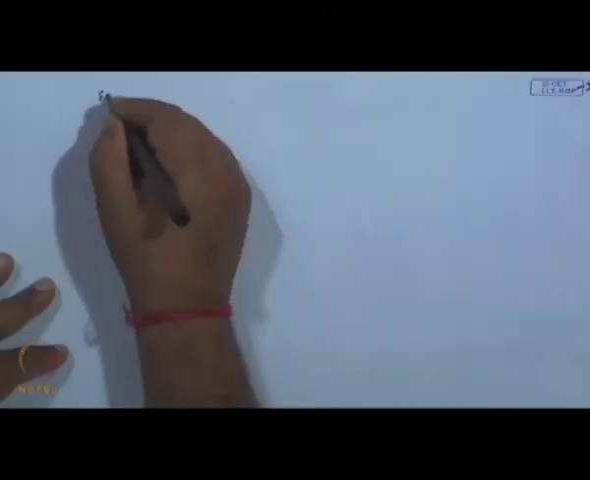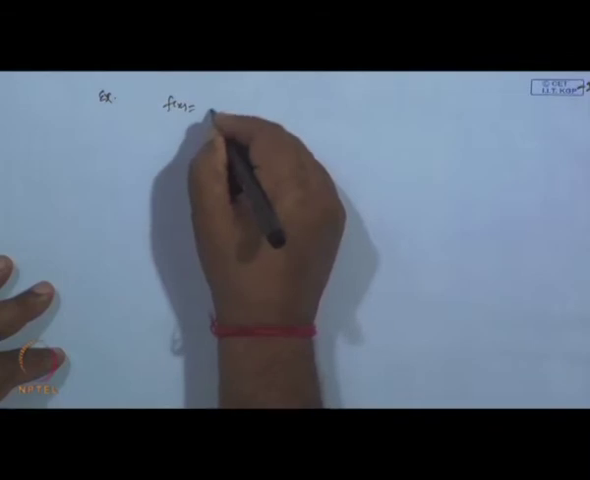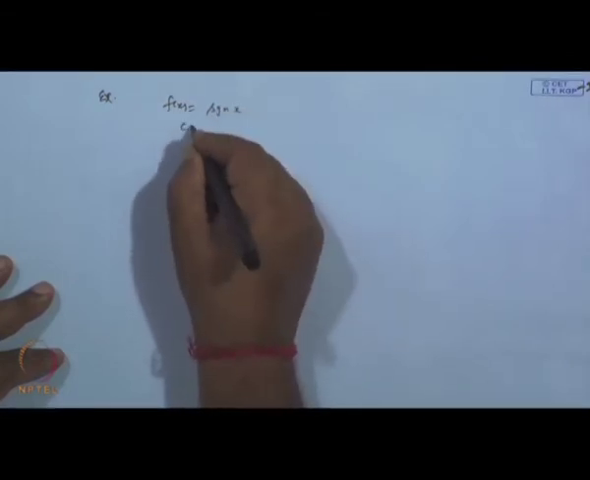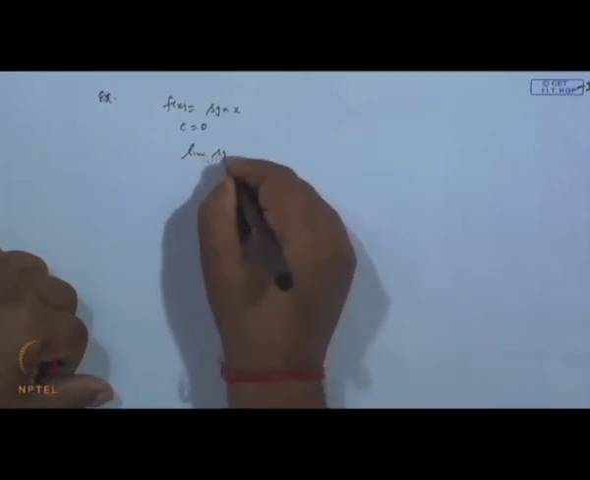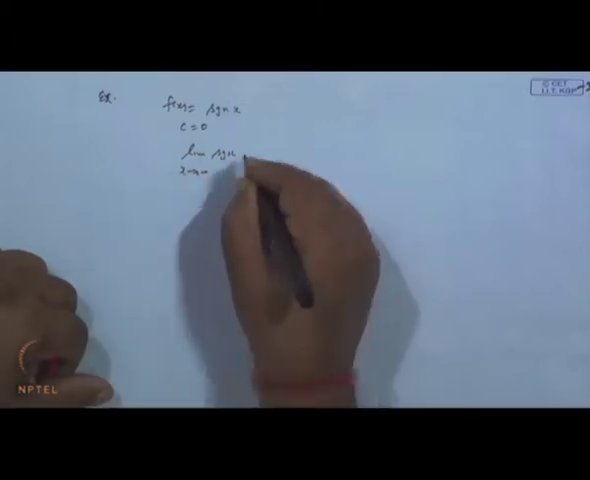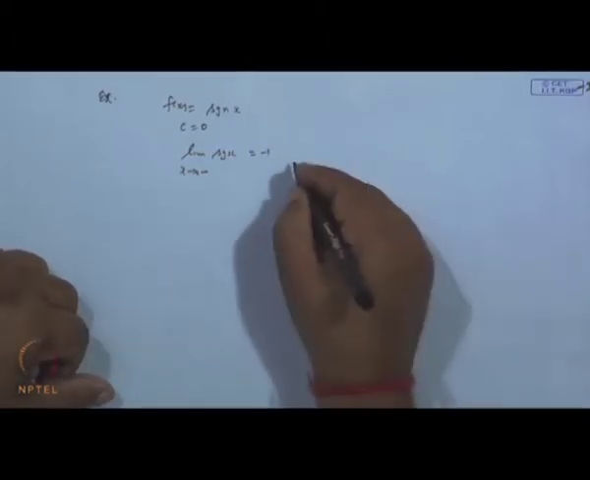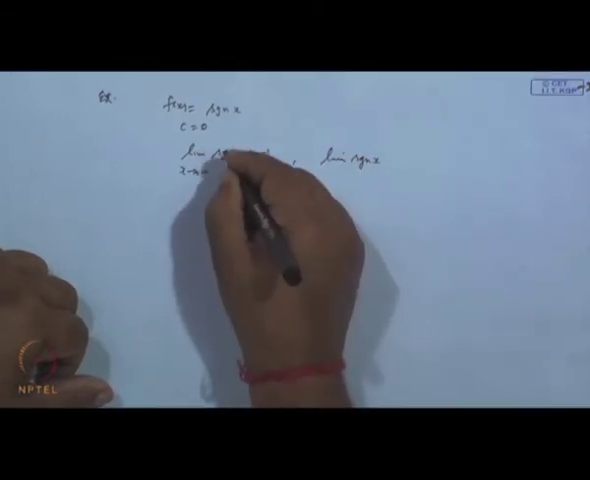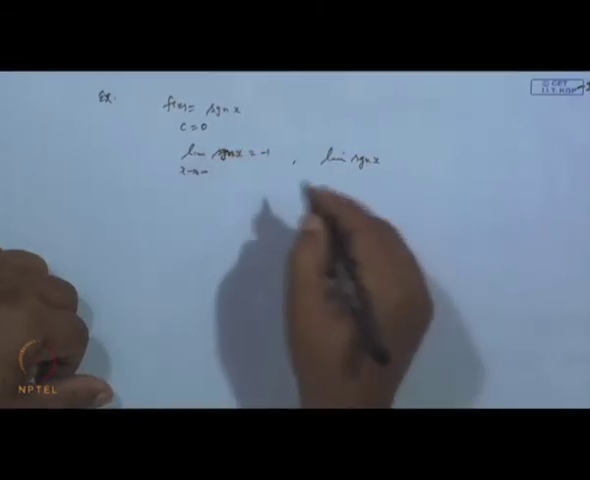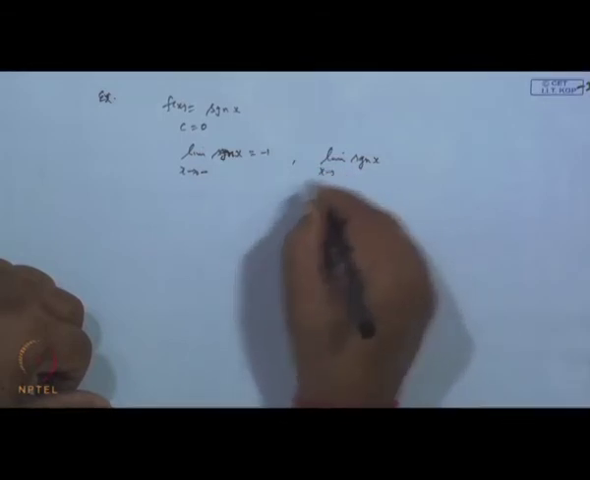So the example is if we take the function f(x) equal to signum of x and c is the point 0, then we say the limit of the function f(x), that is signum of x, when x tends to 0 minus is minus 1 from the left hand side, while the limit of signum of x as x tends to 0 plus is 1. So this is the right hand limit, this is the left hand limit for this.